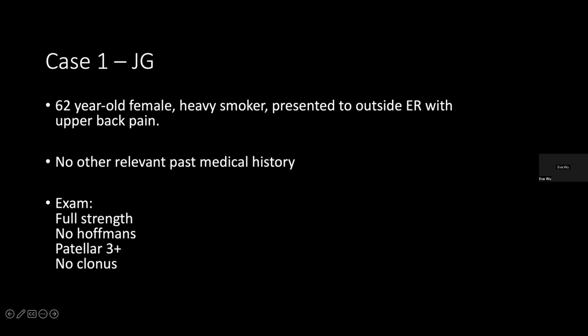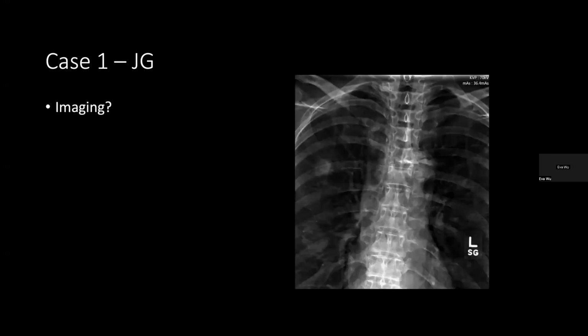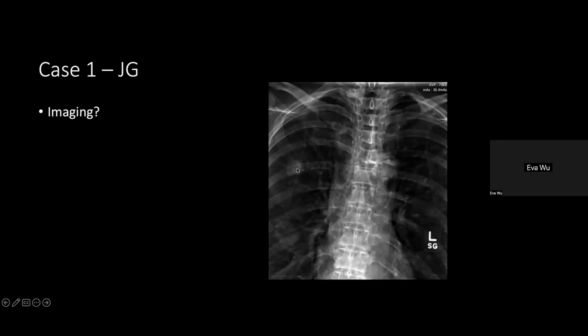And so what imaging would you want to get first? So initially, I would get a CT scan of the thoracic spine, since it's the upper back. Okay, so at the outside hospital, they ended up getting a CT. I don't have the CT, but they got an X-ray, and it showed the right lung lesion, and then on the CT of the thoracic spine, it showed a T5 compression fracture, which they ended up doing a kyphoplasty on, which I don't have the imaging for.